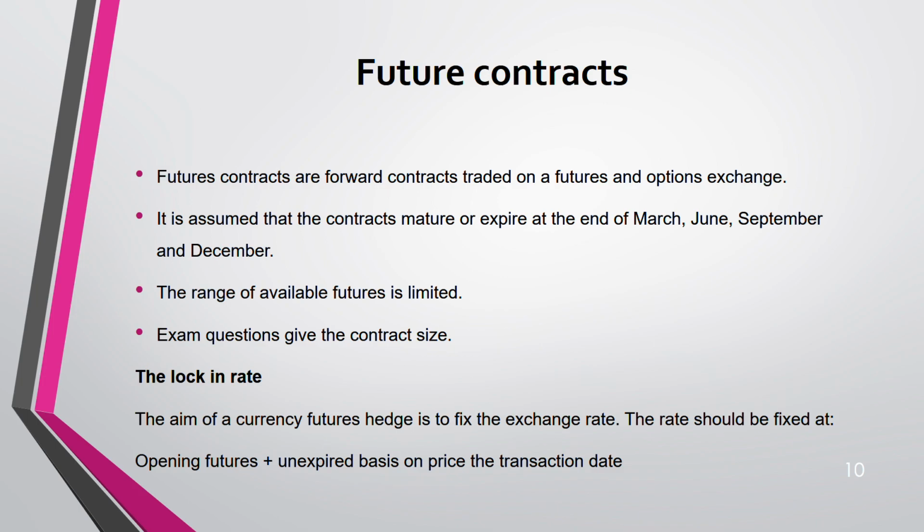This is the shortcut. Remember it: opening future plus unexpired basis. If you do not know the spot rate at that time, you can use the unexpired basis. You must have already calculated it, and you should know how to calculate unexpired basis. The opening future will be given to you. You calculate the unexpired basis, add both, and that is your closing future price. Lock-in rate is another term for the closing future price.